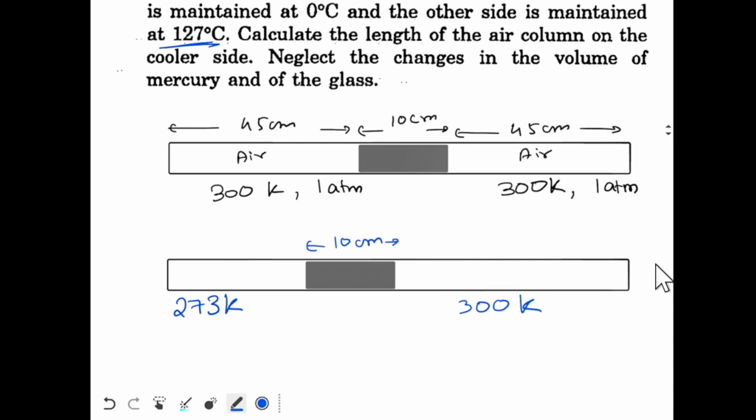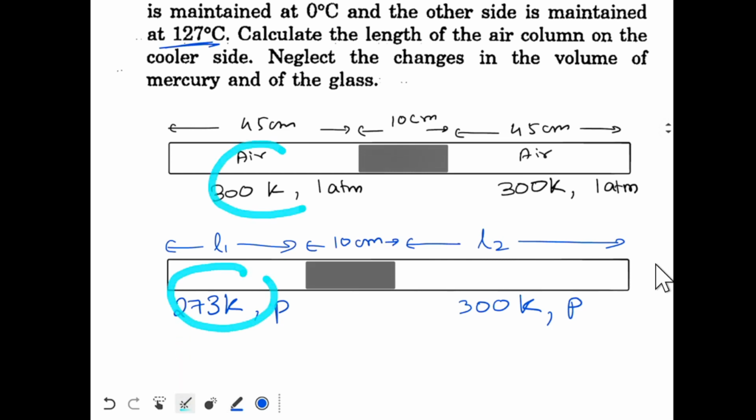Okay, so let the new length be L1 and this side is L2. Okay, so according to the question, we have to find the length of the column on the cooler side. So we have to find the value of L1. Now there's one interesting thing that you need to note. See, the air column on this side will apply a force F. Equal force should be applied by the air column on the other side. So since both the forces are equal from both the sides, pressure will also be same on both the sides. Pressure will be P on either side.